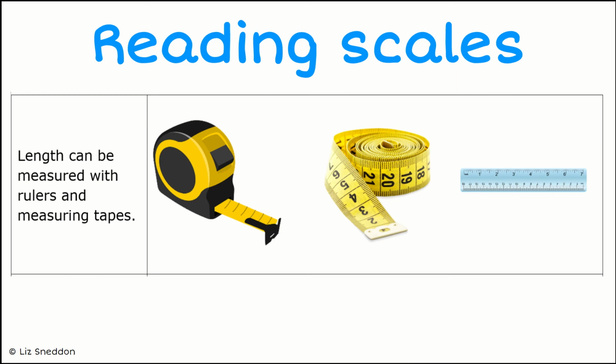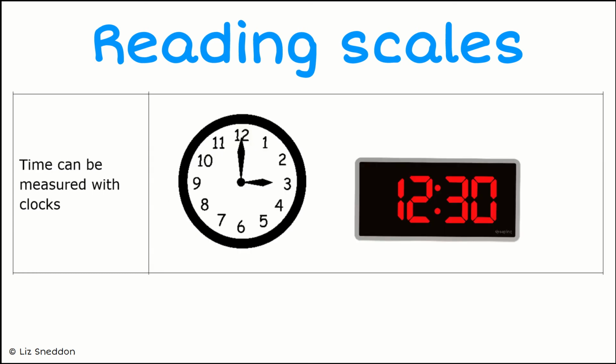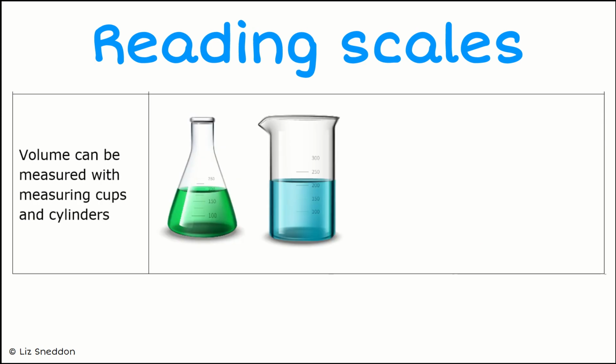So when I want to read scales, there are different kinds of scales I need to know. For length, we can use measuring tapes, rulers and things like that. If I want to measure a weight, I'm going to use some kind of scale. For time, we would use either a digital or analog clock. And for volume, we often use measuring cups or cylinders, or sometimes even teaspoons and tablespoon measures.